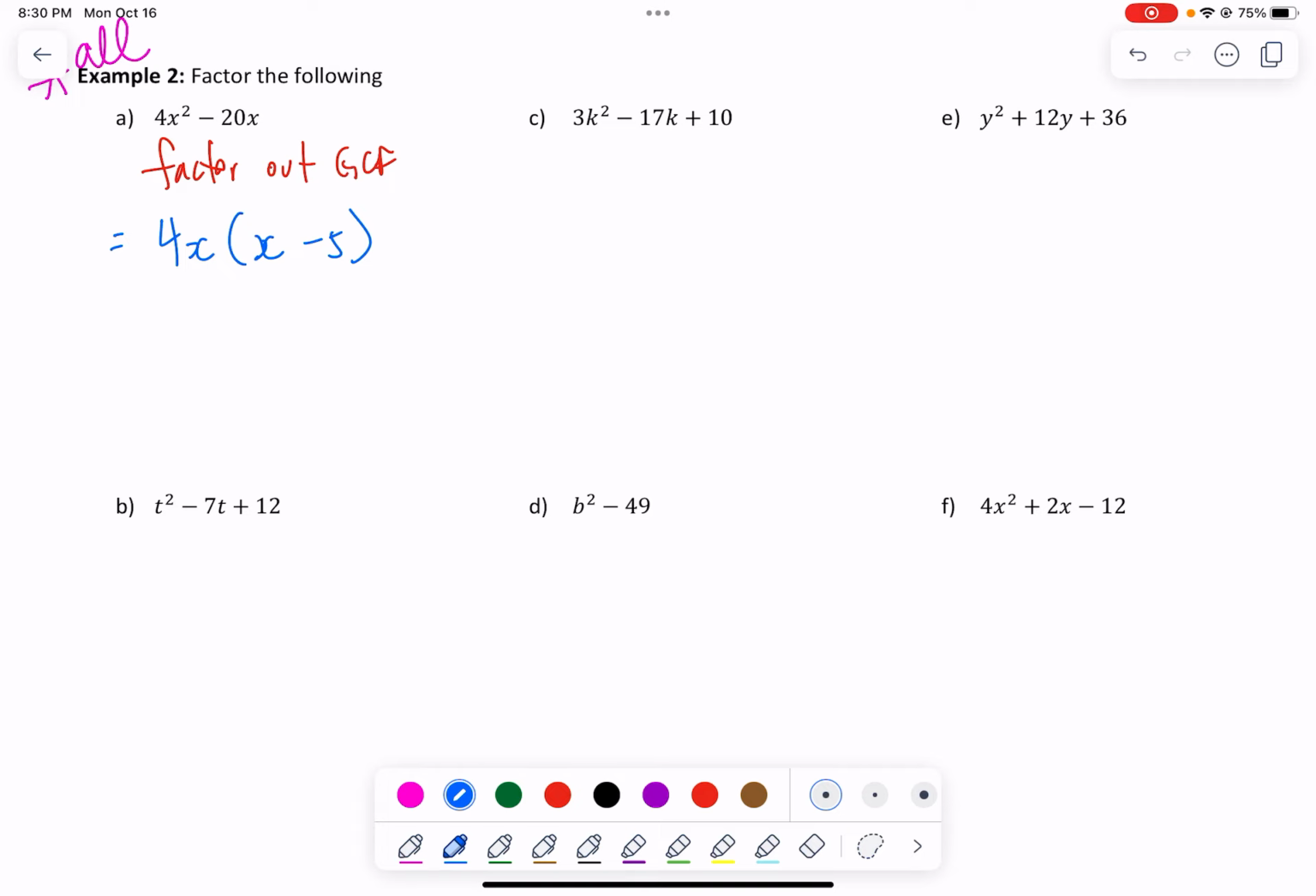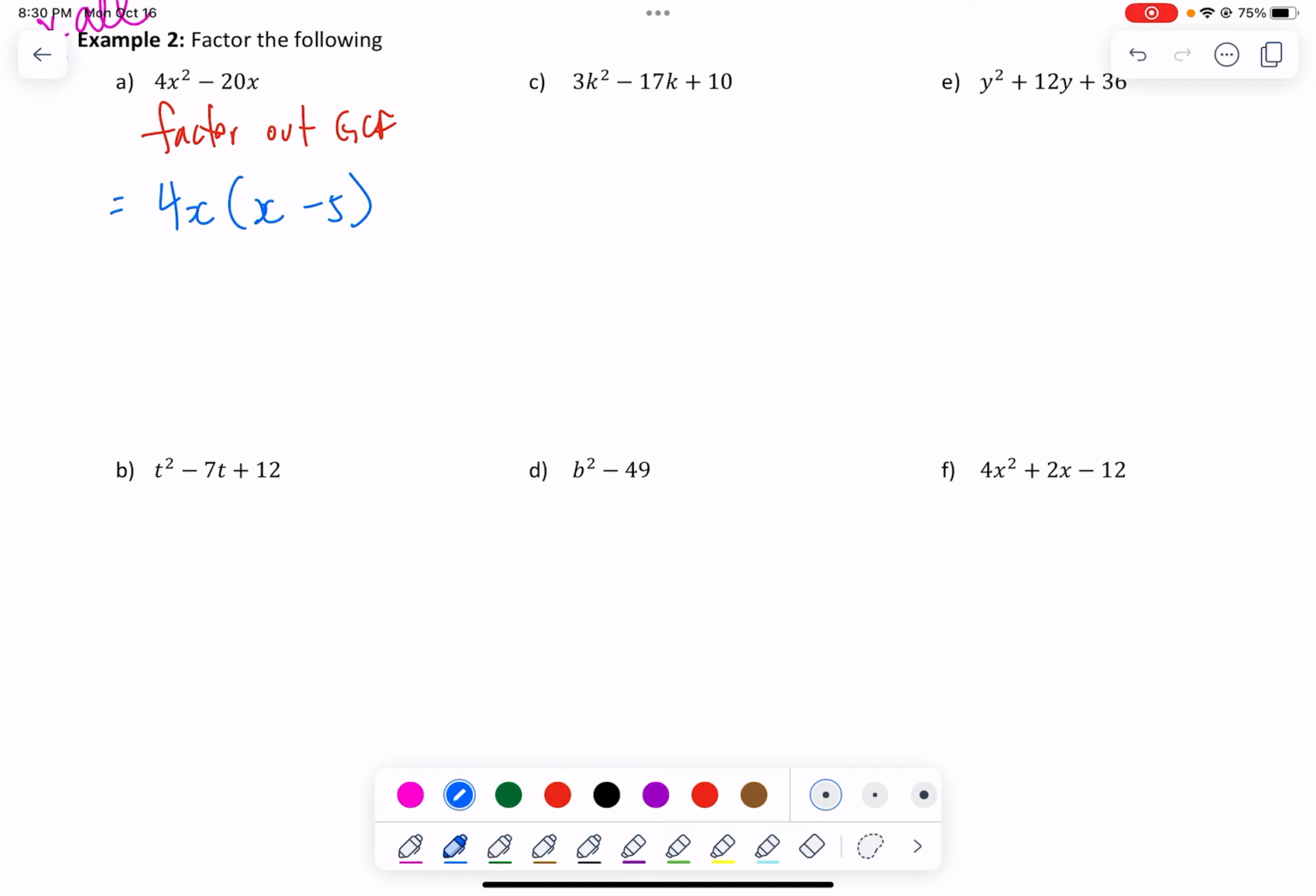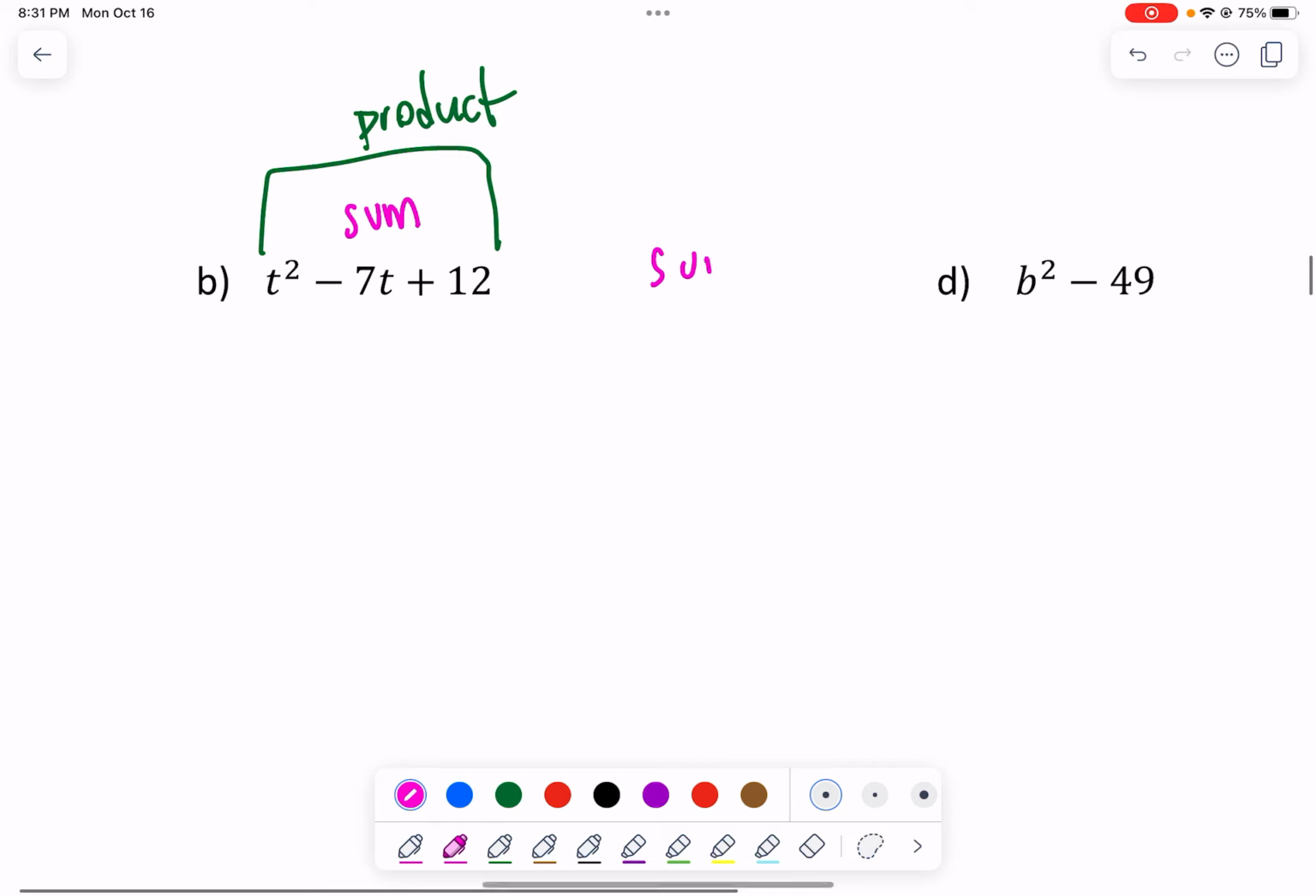B is down below, so we have t squared minus 7t plus 12. This is going to be one of these ones where the sum is in the middle and the product is going to be your a and your c, or the last term if a is just 1. So in this case, our sum equals minus 7 and our product equals 1 times 12, which is just 12.